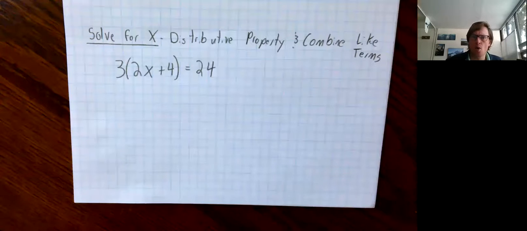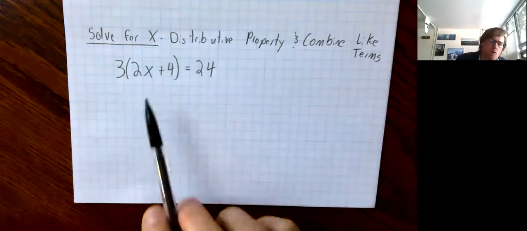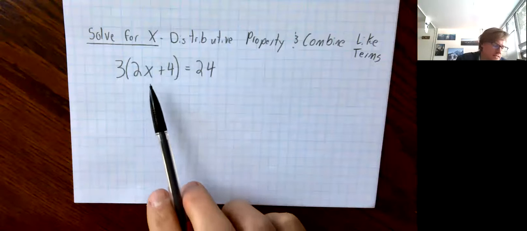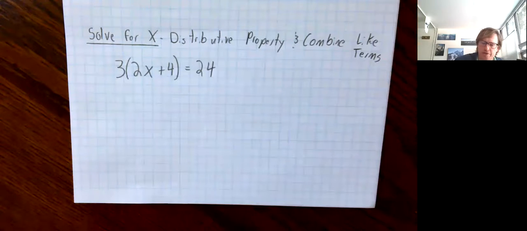Okay, we are going to continue on with solve for X distributive property and combine like terms. Here's our first example problem. Before we get to SAD-MEG and isolating that variable, we need to apply the distributive property.